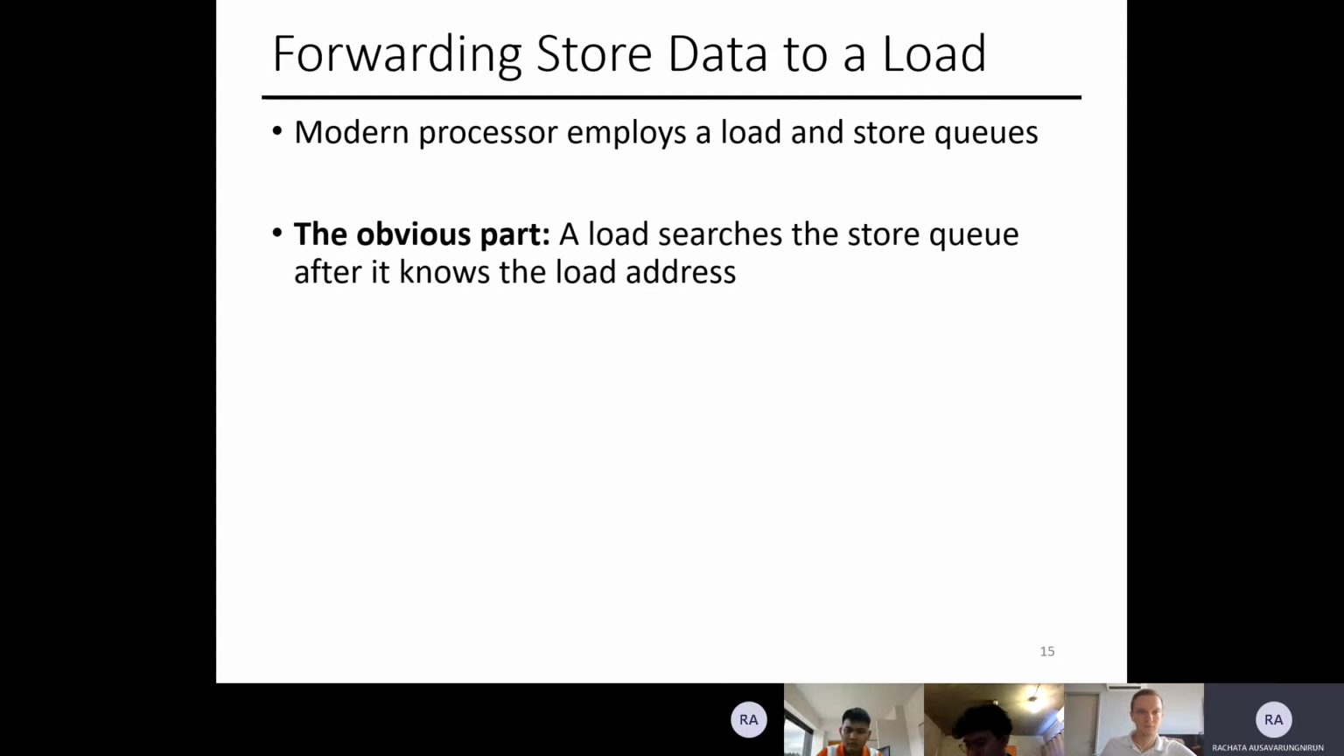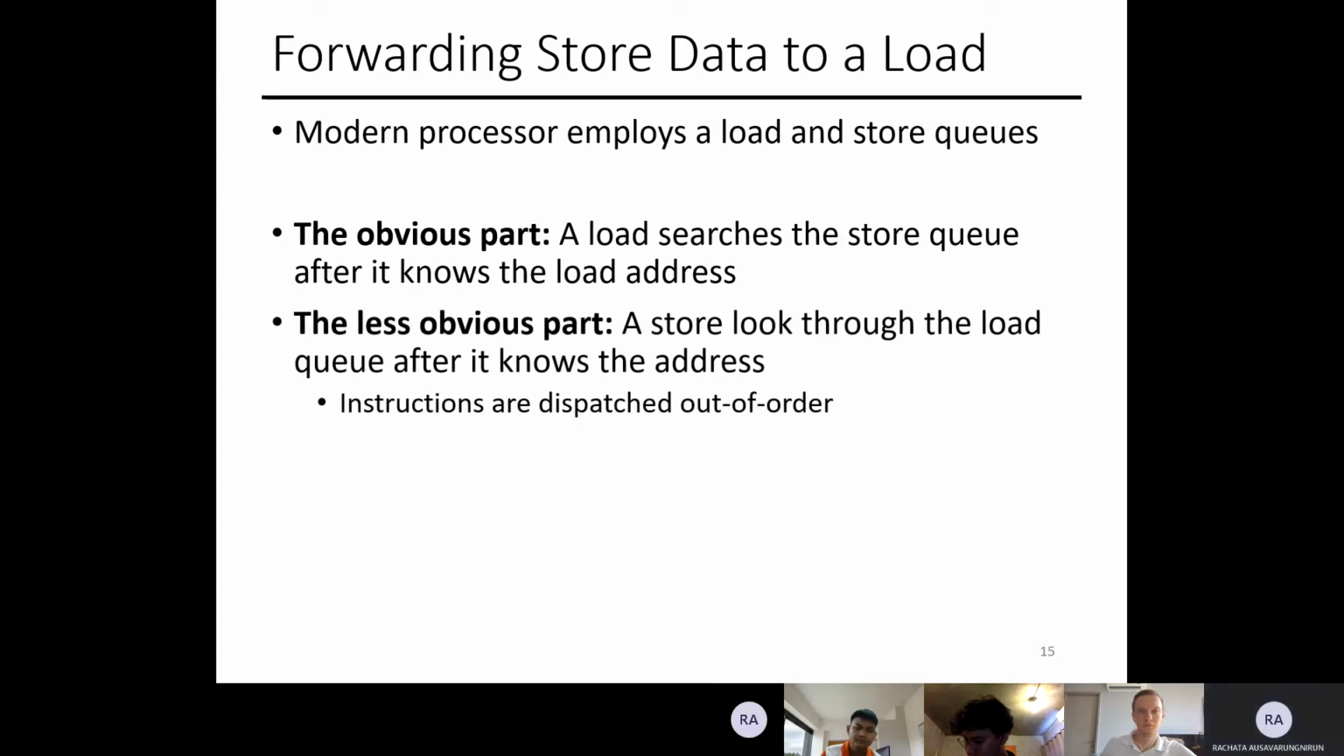The obvious part is the load can search the store queue after it knows the load address. Why? If it's there, just take that value, because you are trying to load something that you stored earlier. So take that value, it's faster. The less obvious part is, if things are dispatched out of order, how can you maintain ordering?